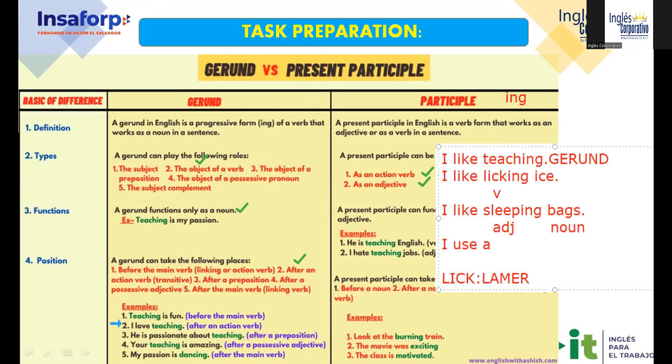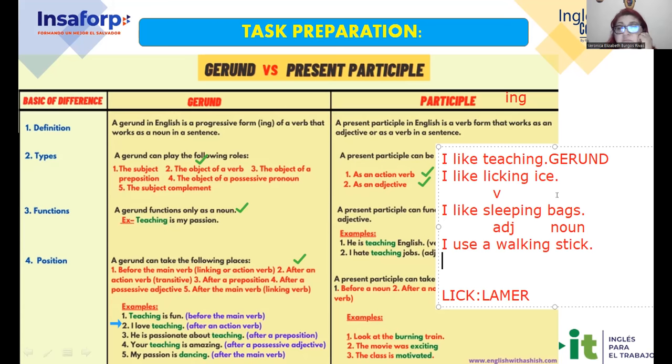Okay. Let's check. Okay. ¿Me podrían decir ahí qué función tiene esa word walking? Gerund, noun, object or adjective? I use a walking stick. Walking stick. I use a walking stick. Walking stick es un palo. El stick es un ¿qué? Stick. Un palo.